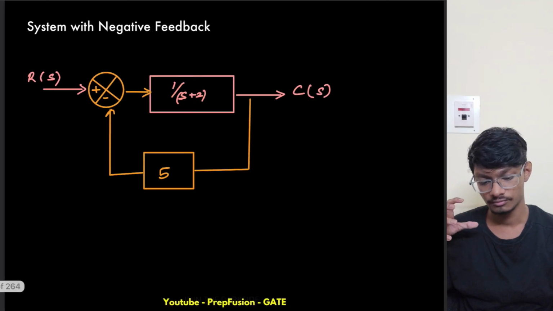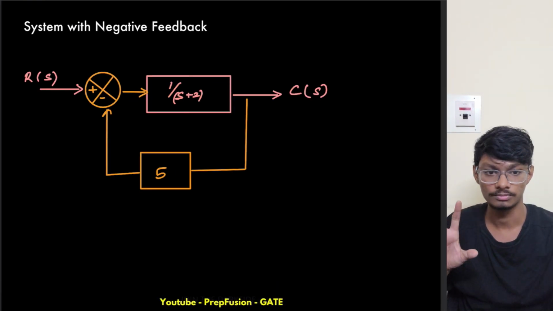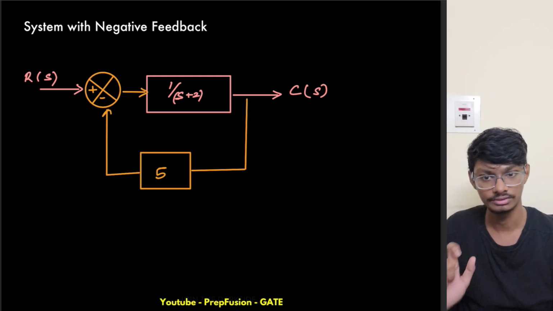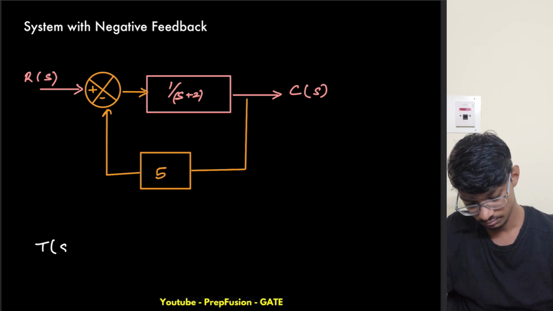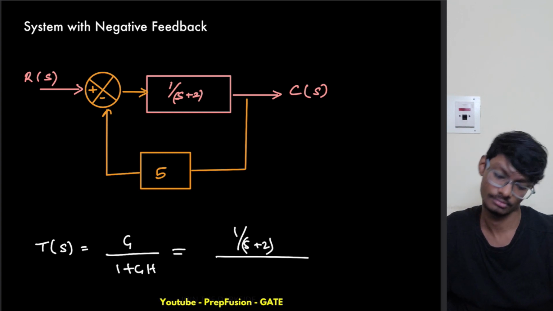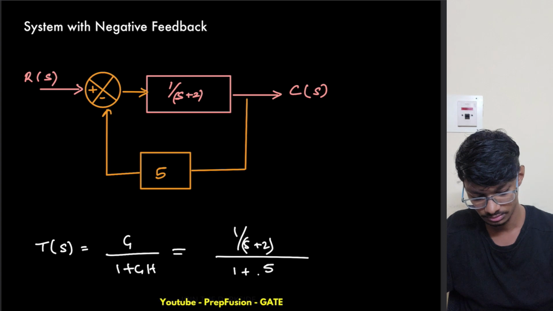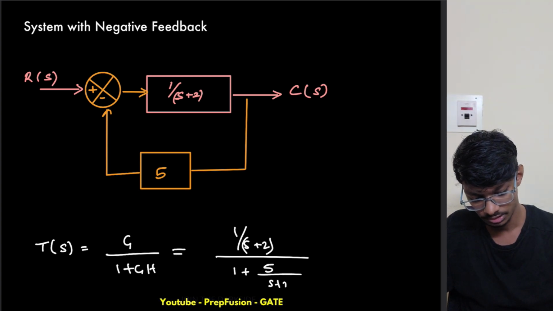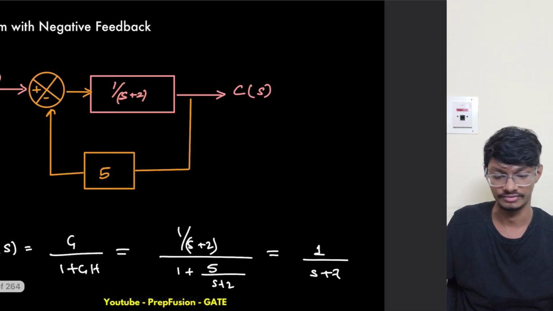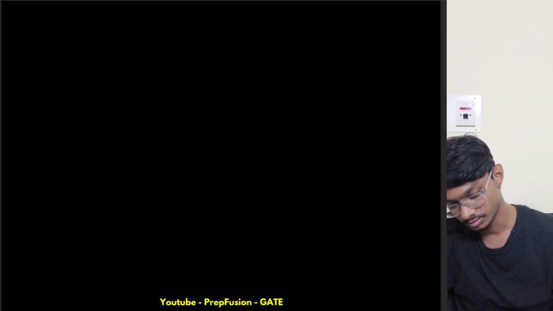Now I will draw the pole-zero diagram for the feedback system, but first I have to write the transfer function. What will be the transfer function for this system with negative feedback? T of S will be G upon 1 plus GH. This is 1/5 into S plus 2, so this becomes 1 divided by S plus 7. What happens? The pole shifts more to the left.